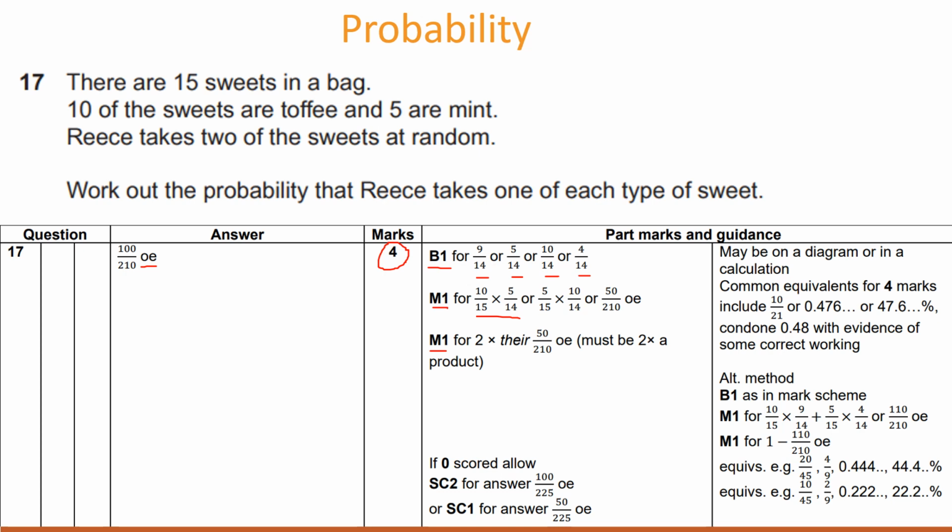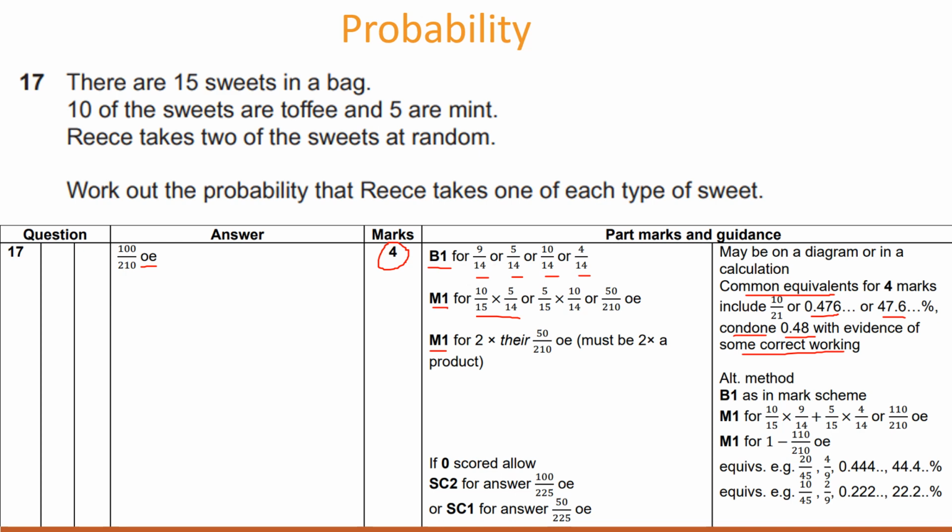You can see over on the right hand side they are allowing common equivalents for 4 marks, so you can use decimals. They have even allowed percentages on this question. I would not recommend using percentages, because normally on a probability question they don't like percentages, and it does condone the answer 0.48 for evidence with showing some correct working. Okay, so you do need to show your working out.